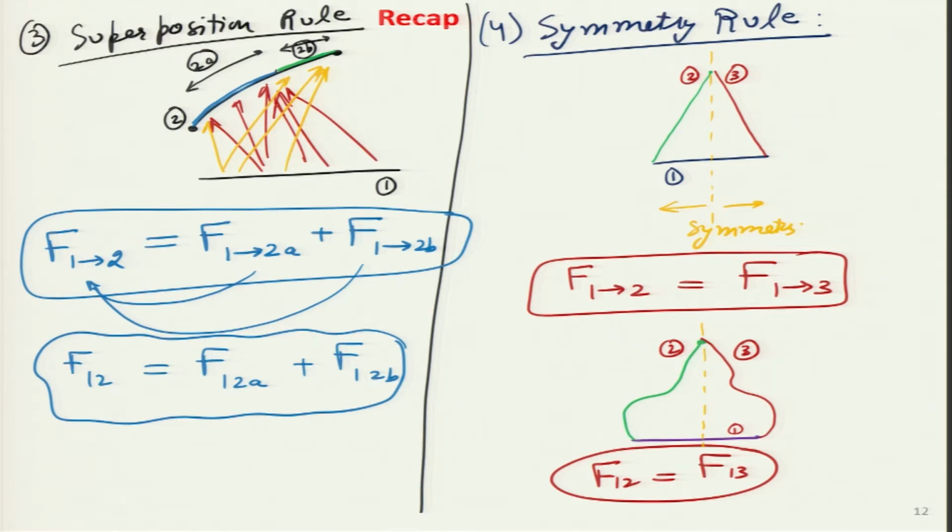Then we looked at case 3, which is the superposition rule, then case 4, the symmetry rule. So, I think today we will start with the symmetry rule and see one simple solved example for this isosceles triangle and see what results we get for the case over here. The F12 value we will calculate and then the F23 value we will also calculate over here.